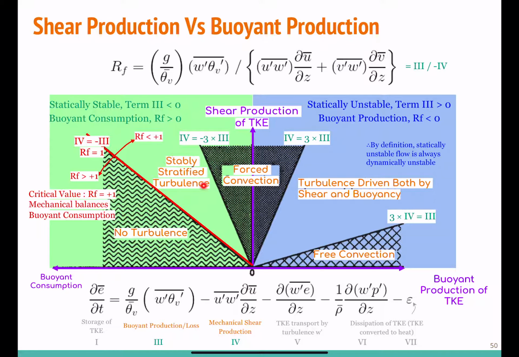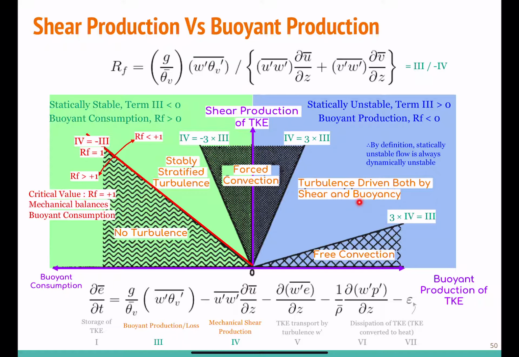And then after that, over this zone, the shear production is stronger. We start to have some turbulence here. It's stably stratified turbulence, I would say a weaker turbulence. And here we have zero buoyant production or consumption, but we have a lot of shear production. So this is mainly due to the shear production. The TKE generation is mainly due to shear production. So we call this forced convection. It's not free convection.